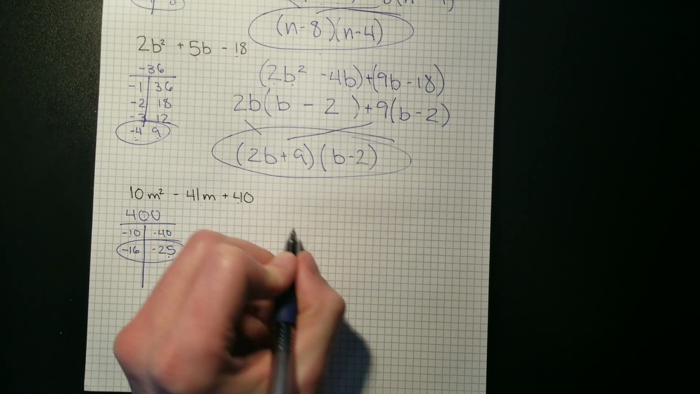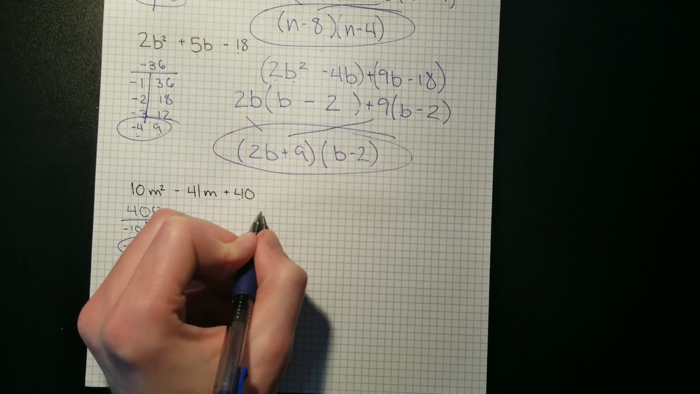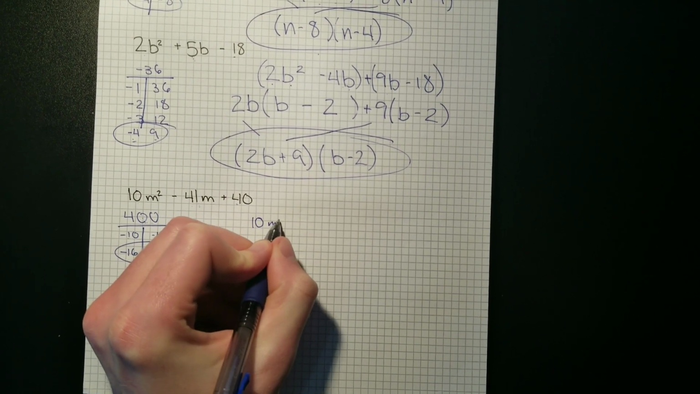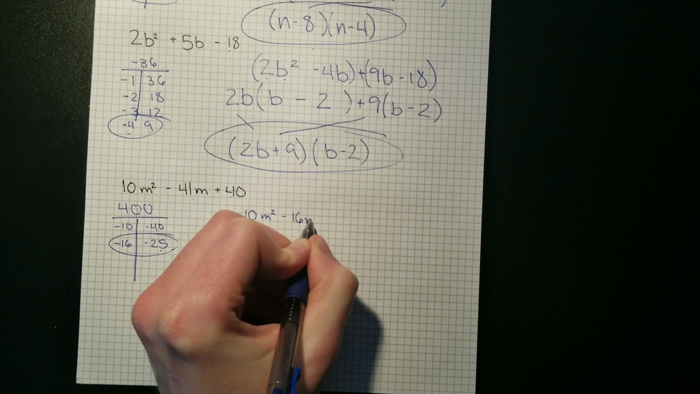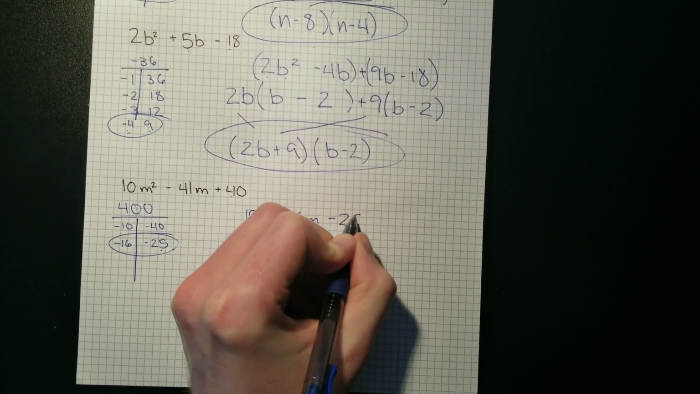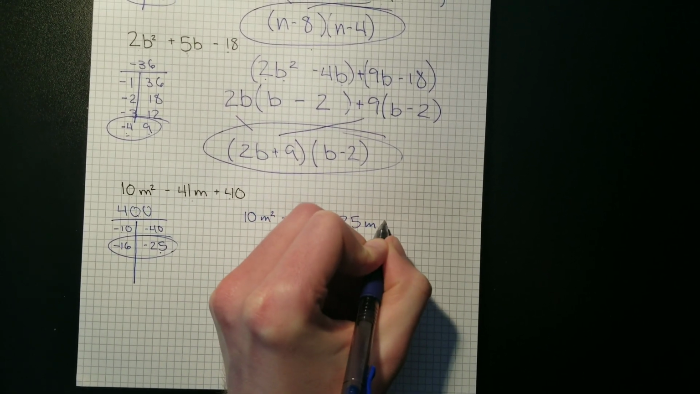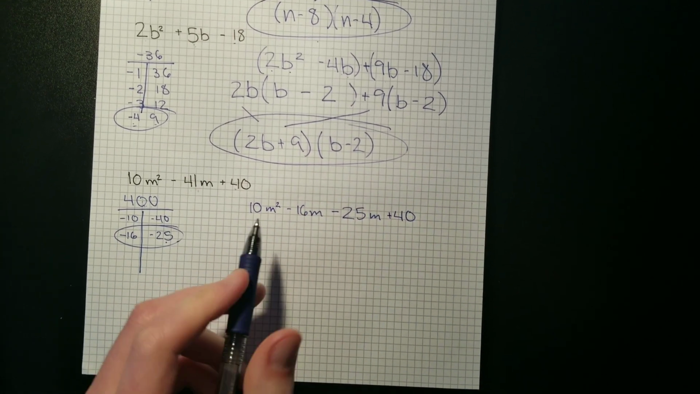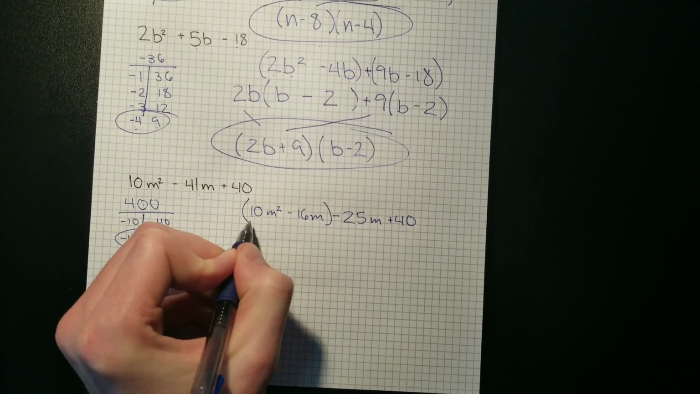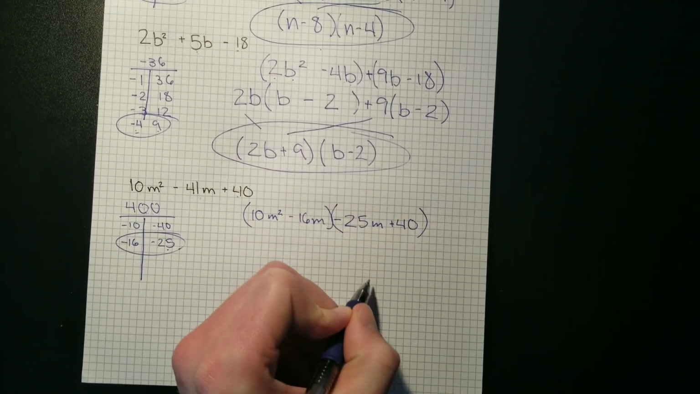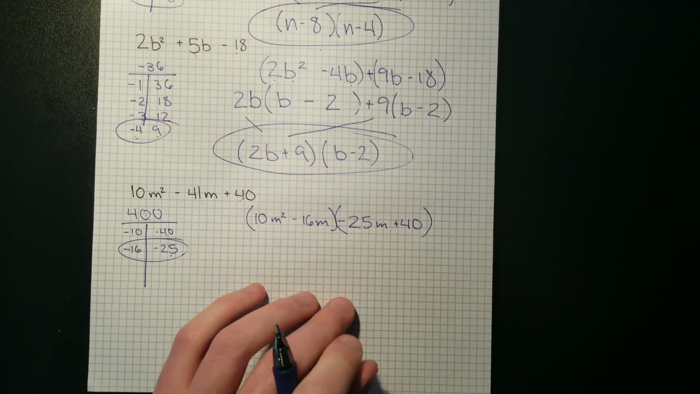Next, I have to break down the middle bit. So I'm going to have 10m squared minus 16m minus 25m plus 40. So I've broken down that middle bit. The other two things are the same. Put parentheses around both sections. Make sure the negative is in there too. And now I'm going to divide things up.